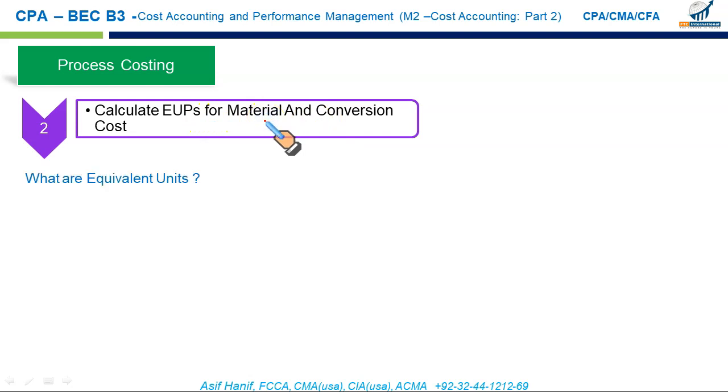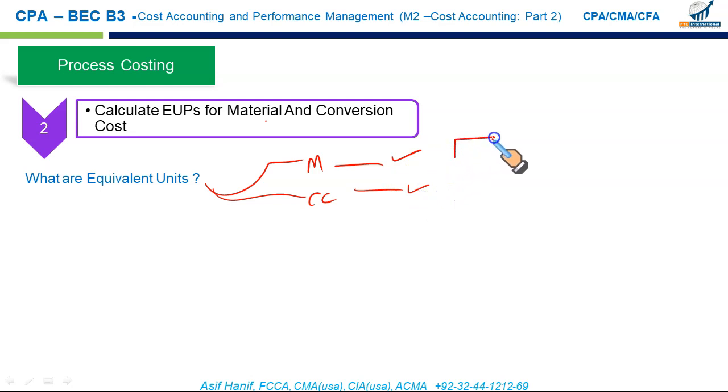Now what are EUPs? What are the equivalent units? Equivalent units for material, could be for labor also, but we combine labor and manufacturing overhead and call it conversion cost. So equivalent units of material and conversion cost are hypothetical units for computation purposes. So equivalent units for material and conversion cost are equal to the amount of material or the amount of conversion cost needed to complete units. Again, what are equivalent units of material or conversion cost?